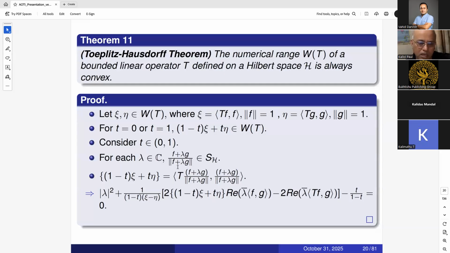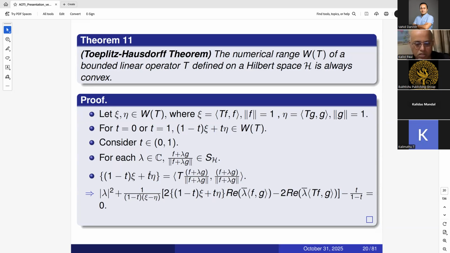So what will be our role? Our role will be to show that. So maybe I should correct myself. What is our proof? Our proof is to show that for each t belonging to (0, 1), this combination (1 minus t) xi plus t eta is an element of this form. So for each t, we need to find some lambda for which this relation holds. So this is the trick of this proof. We start with a t and we are looking for some lambda. Lambda is an element from the complex field, the scalar field.